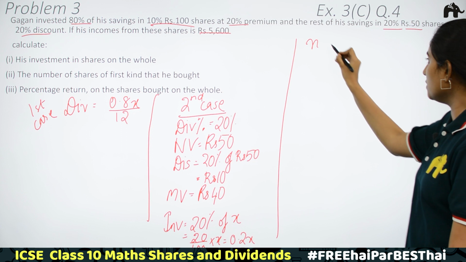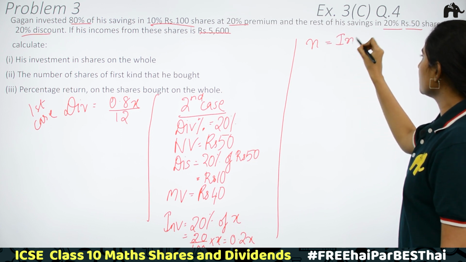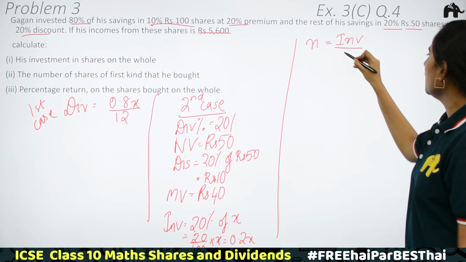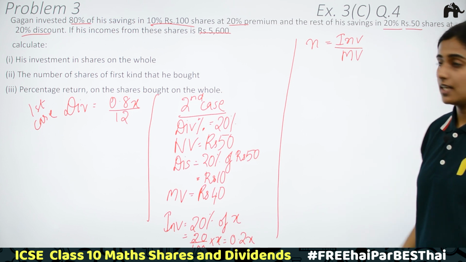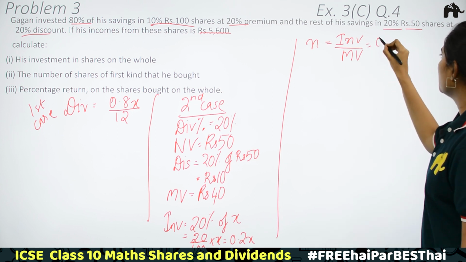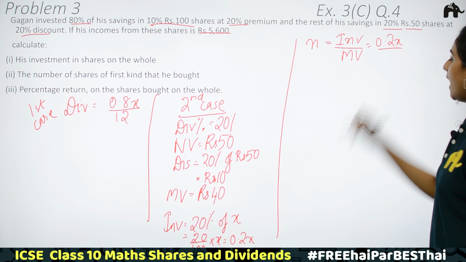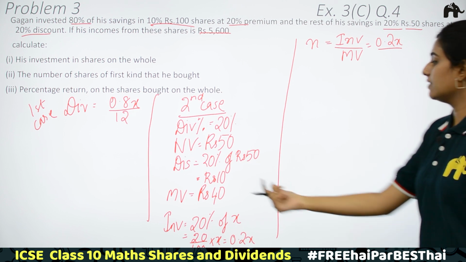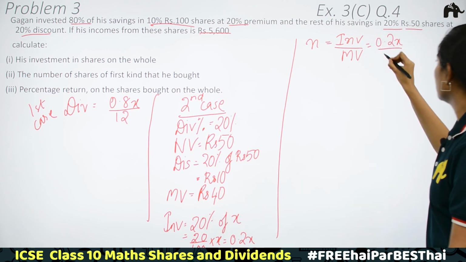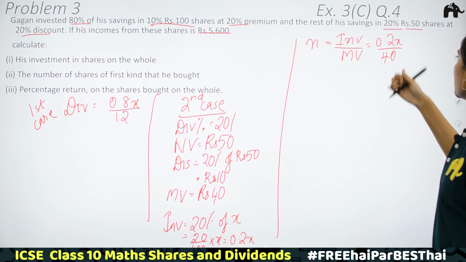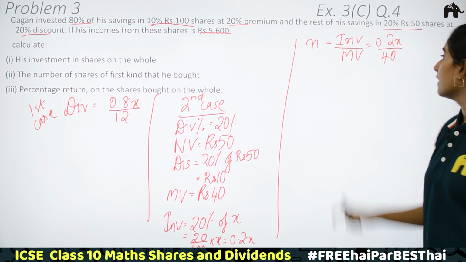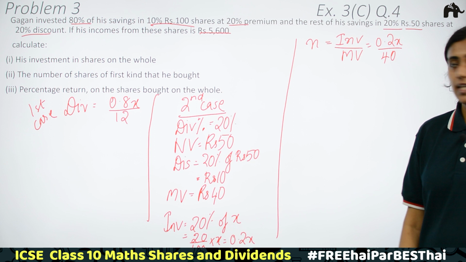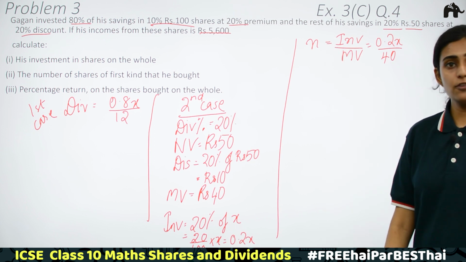Now we can find the number of shares. N is equal to investment divided by market value of 1 share. Here the investment is 0.2x and the market value is given, that is 40. You will be getting 0.2x by 40. Clear? This is the number of shares.